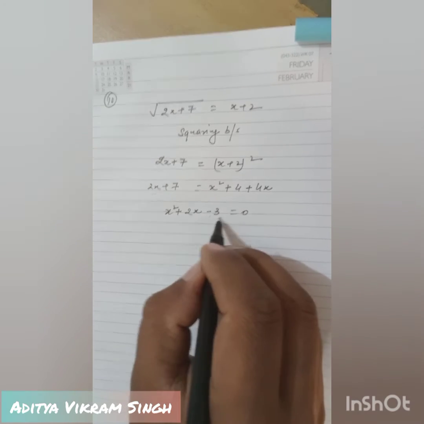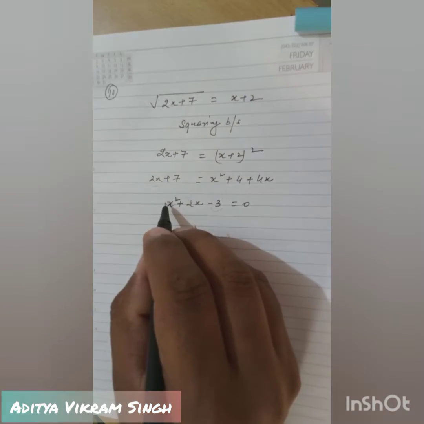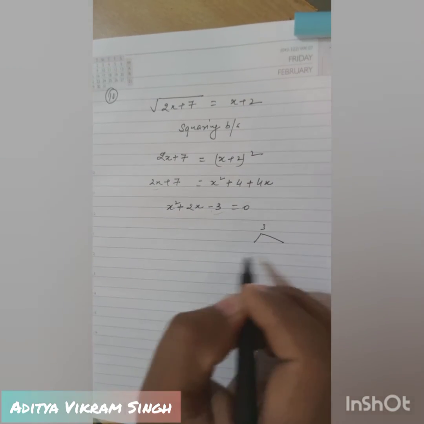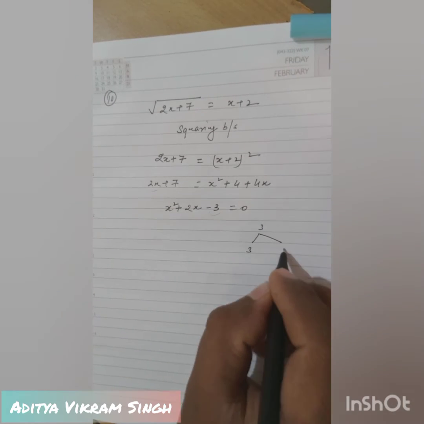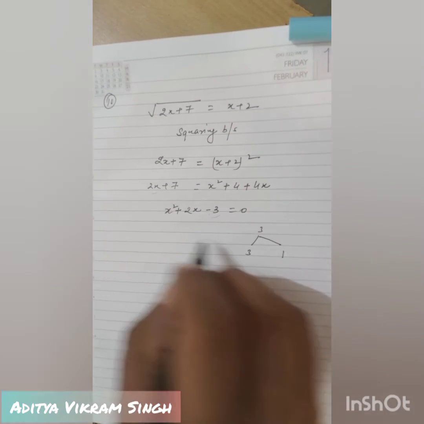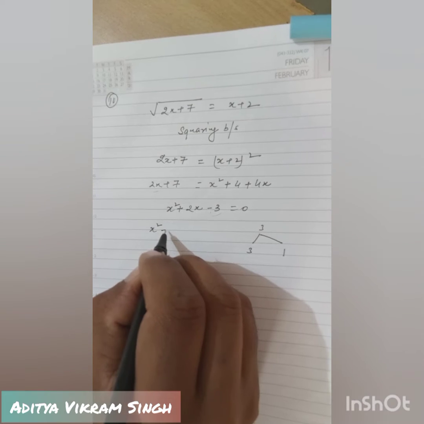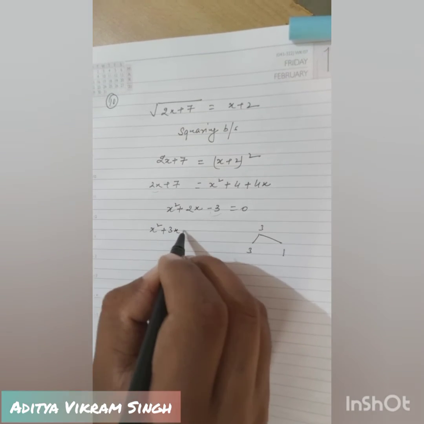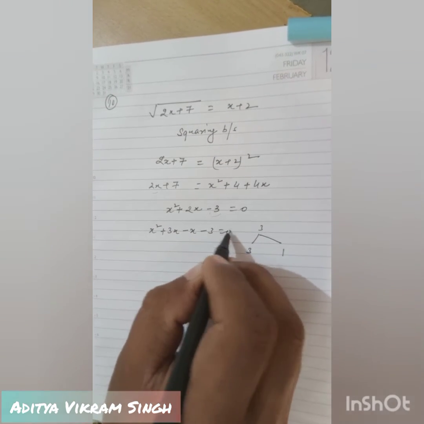Now what we have to do is multiply 3 with the coefficient of x square, which is 1. We have to divide in such a way that we get 2. So 3 and 1, 3. After subtracting, we get 2. x square plus 3x minus x minus 3 is equal to 0.